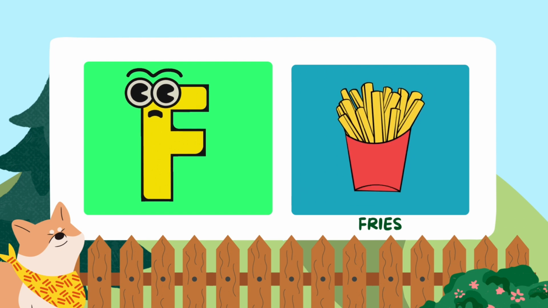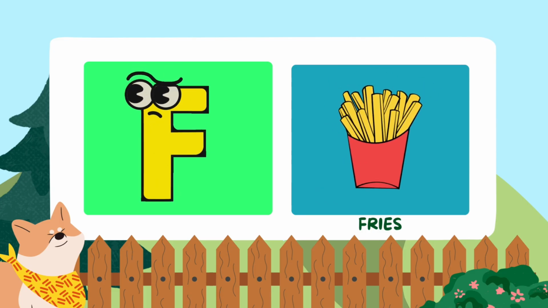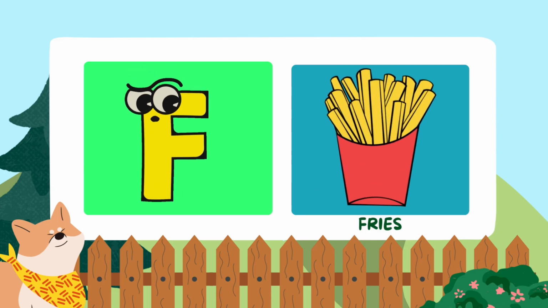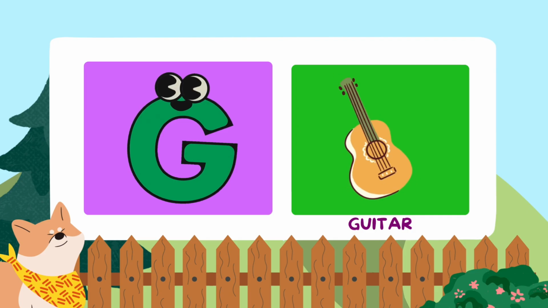Next alphabet is F. F, R, I, E, S. F for fries. Yummy yummy fries. Right kids?